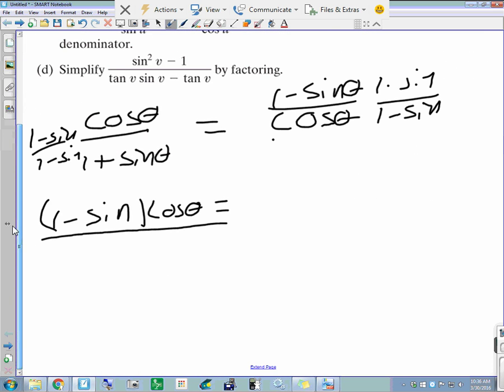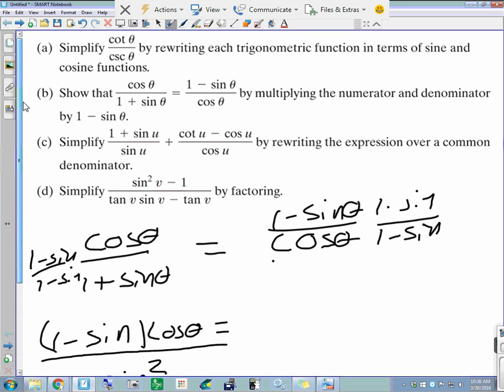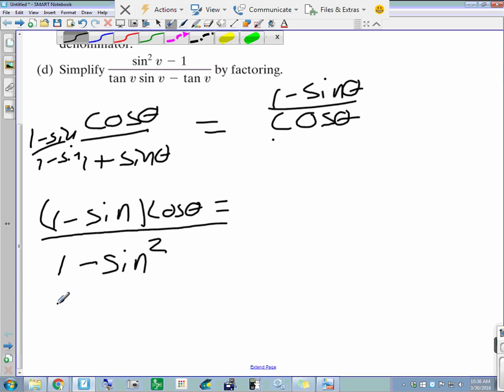Okay. But down here, when we take a look at this, it is going to turn into a difference of 2 squares. So we end up with 1 minus sine squared. Okay. Now, the thing is, when it said, did it say by multiplying the numerator? Yeah. We could do this to both sides, but I'm just going to leave this alone over here for the time being. I'll show you why in a second now that I've actually done this in my head. What is 1 minus sine squared equal to?